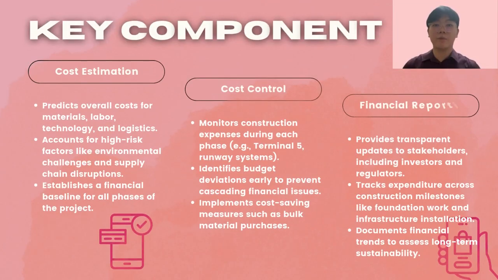Effective cost management is built on three key components, which are cost estimation, cost control, and financial reporting. Cost estimation predicts total cost for material, labor, and logistics. We also set a financial plan for the project and plan for risks like supply chain problems. Cost control tracks expenses during construction to spot problems early and save money, such as buying materials in bulk. Financial reporting provides transparent updates to stakeholders, tracking expenditure across milestones like foundation works and infrastructure installation, ensuring long-term sustainability.